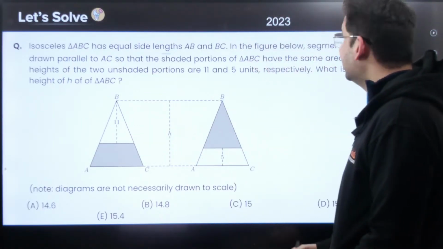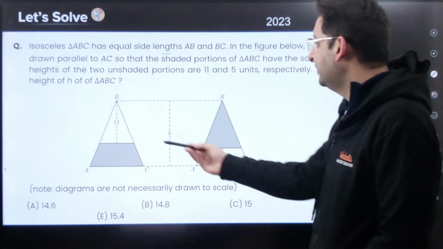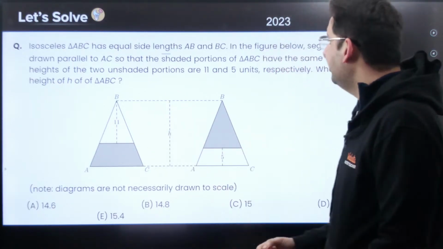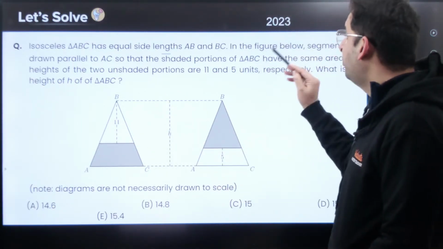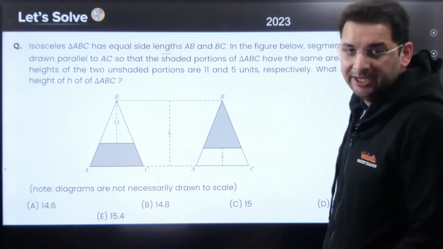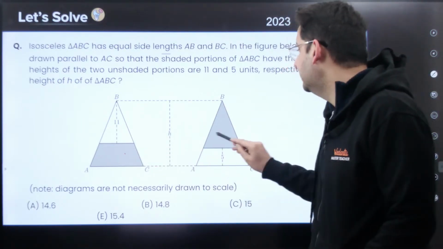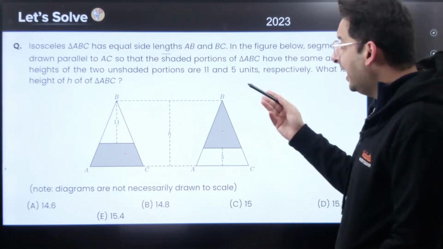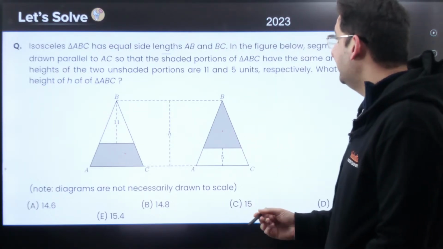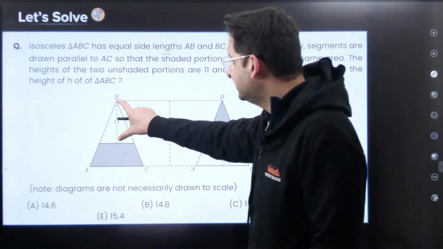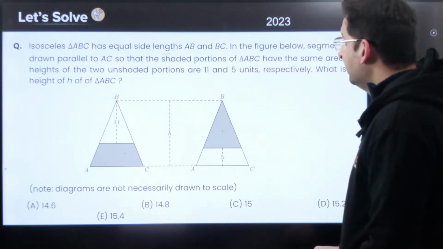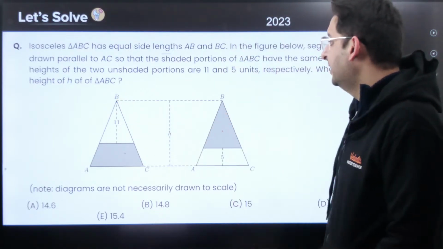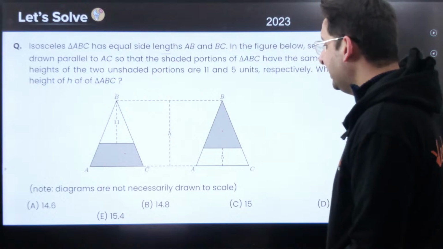In the figure below, the segments are drawn parallel to AC. So this is parallel to AC, so that the shaded portion of triangle ABC have the same area. So this is the shaded portion here and this is the shaded portion here. They both have the same area. The heights of the two unshaded portions are 11 and 5 units respectively. So this is 11 units and this is 5 units. What is the height H?